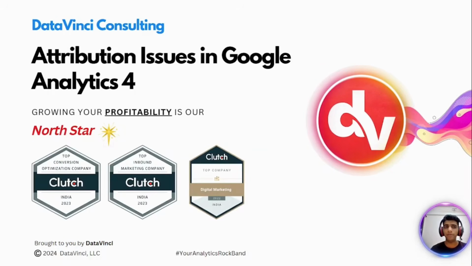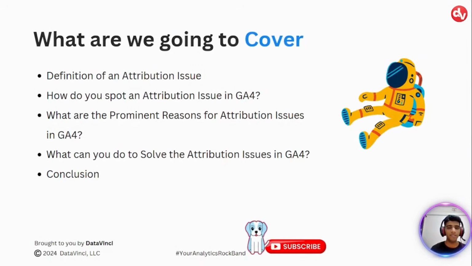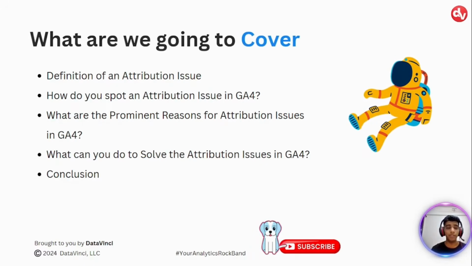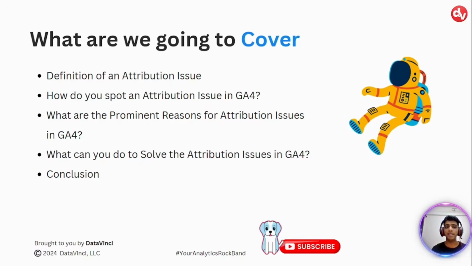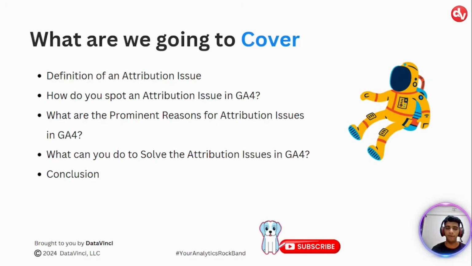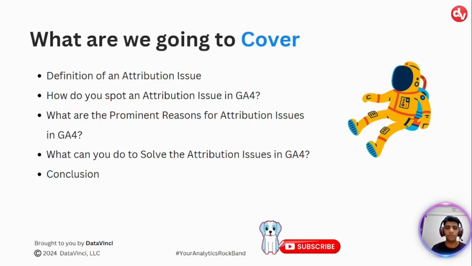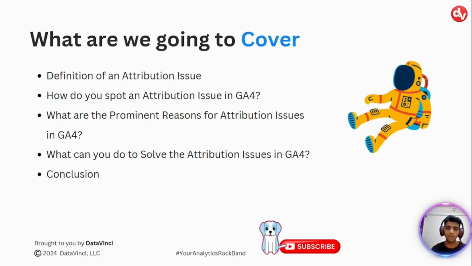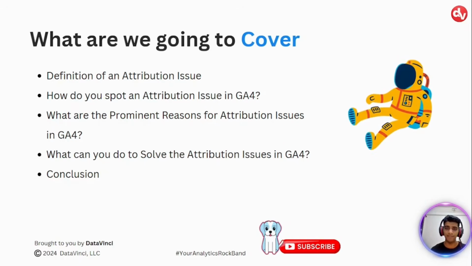So in today's video, we are going to be talking about attribution issues in GA4. We are going to be covering first and foremost the definition of an attribution issue for this presentation, since an attribution issue is a very broad term and it could encompass a lot of other things. Secondly, we'll move on to understand how you can spot those attribution issues in GA4. Once you spot them, we'll understand the prominent reasons for these issues to occur in GA4 and what are some of the solves that you can implement to reduce or eliminate these issues. Finally, we'll conclude with our learnings of this presentation.